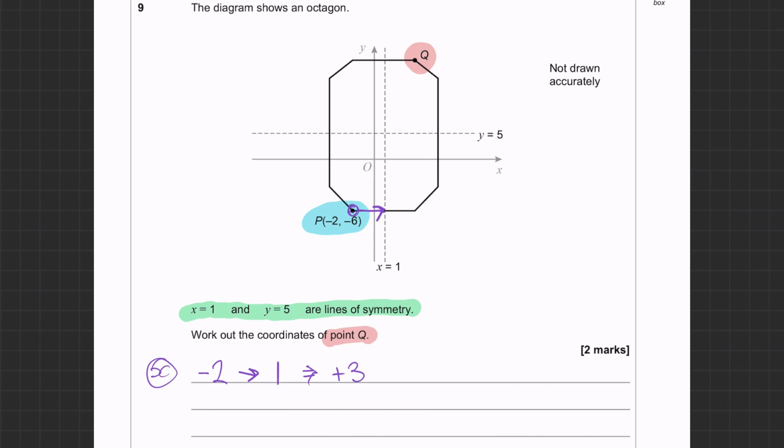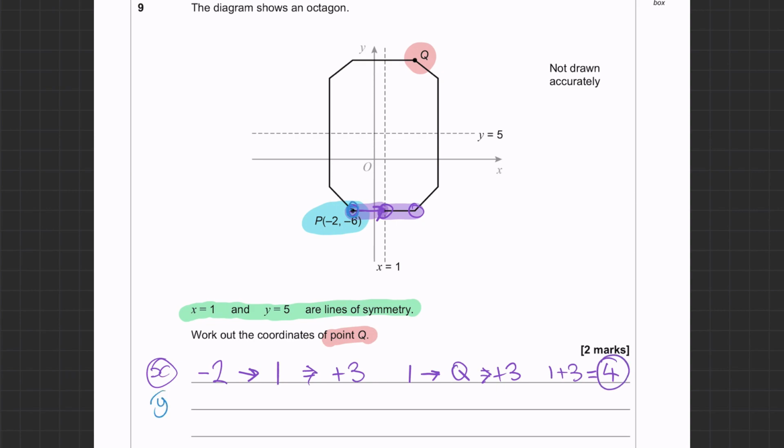So then what we're saying is, well, how do you get from this point here to this point here? Well, it's the same distance from these 2 points to these 2 points. So we go from x equals 1, and to get to Q, we need to add 3. So therefore, we'll say 1 plus 3 must equal 4. So there's our x coordinate.